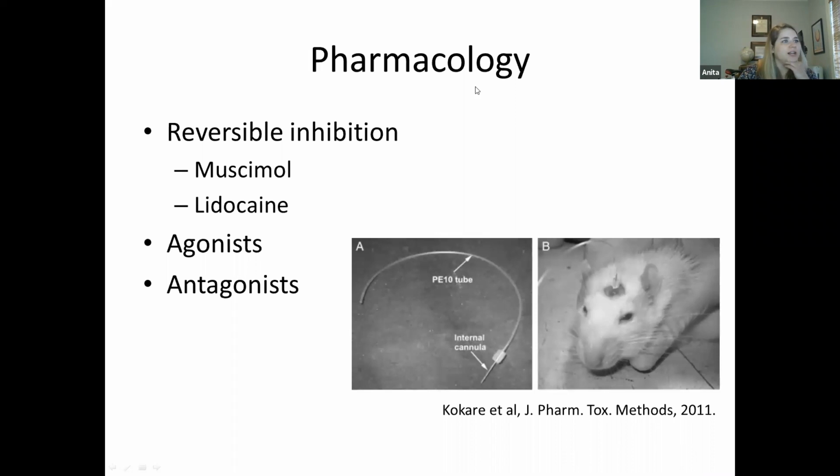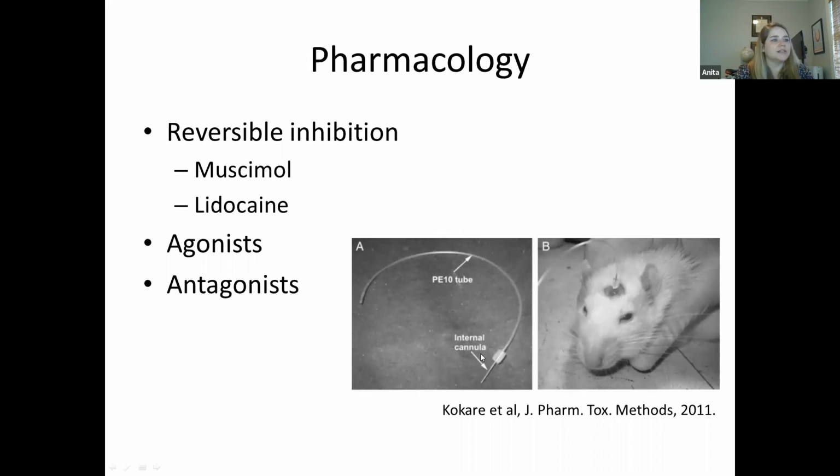So then in terms of pharmacology, you can actually do reversible inhibitions. You can use these agents, muscimol, lidocaine, and these are sometimes called reversible lesions, but I don't think inhibiting cells is necessarily the same as lesioning cells, because you could have different effects when you remove neurons from a circuit compared to when you just silence them. And then in addition to these reversible agents, you could also put, for example, agonists or antagonists for receptors, peptide receptors, hormone receptors, this type of thing.